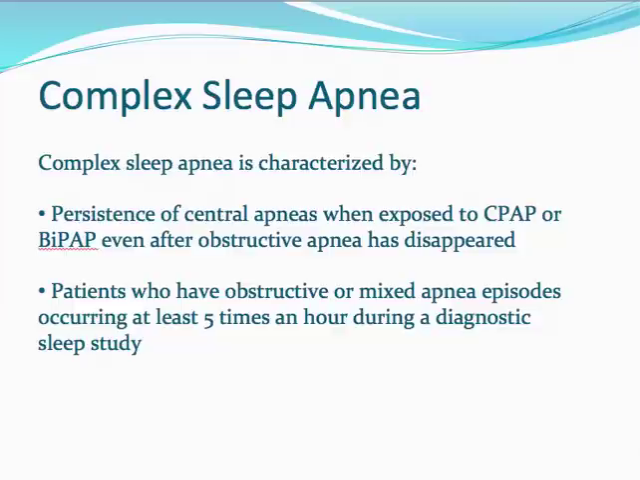So complex sleep apnea is characterized by a persistence of central apneas when exposed to CPAP or BiPAP, even after obstructive apnea has disappeared. So as I say, once you've treated your OSA, then the central apneas are still there, and that's when you know that you have complex sleep apnea. So patients who have obstructive or mixed apnea episodes occurring at least 5 times an hour during a diagnostic sleep study. So that's another indicator of complex sleep apnea.